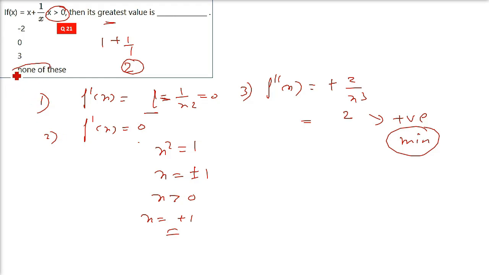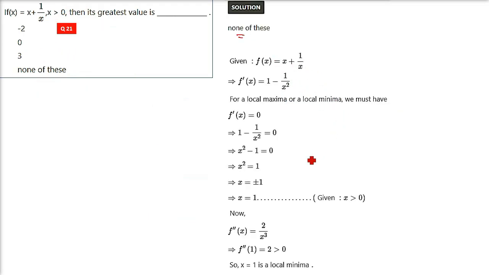So you can just check none of these, because we are going with the actual result. None of these is the real answer. So I hope you got the idea. You have to double check until you reach an option. Otherwise, one step or two steps will not suffice, whether you are right or not. So none of these is the correct option here.